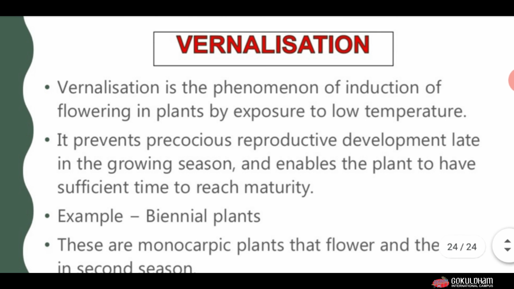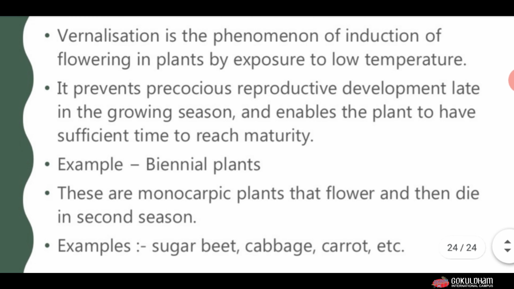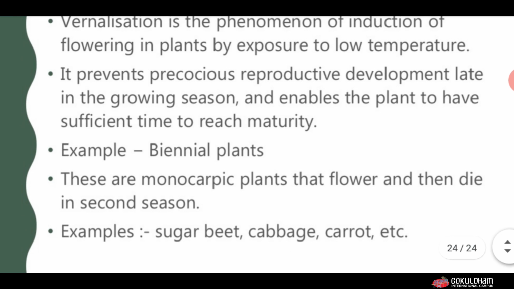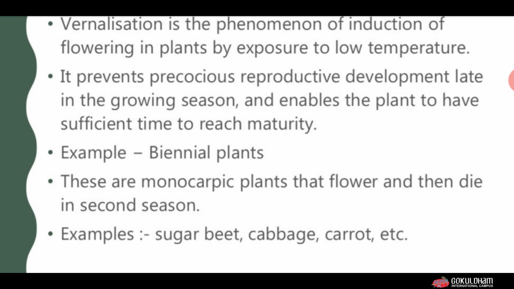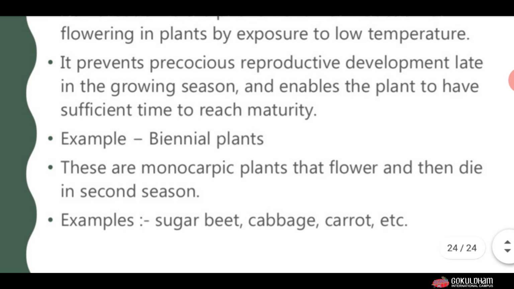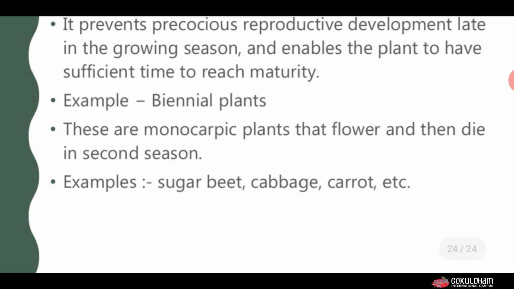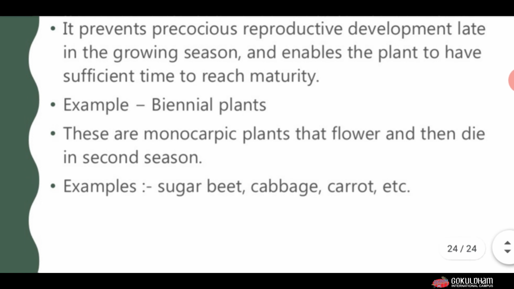मीन्स प्लांट्स को लो टेम्परेचर पे रखने की वजह से उसमें जल्दी से फ्लावरिंग होगी, उसे हम बोलेंगे वर्नालाइजेशन. And we do it in biennial plants, and these are monocarpic plants that flower and then die in a second season. The examples are carrot, sugar beet and cabbage.